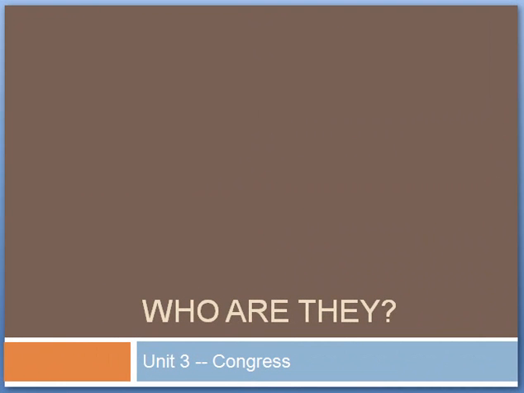Alright, welcome to the first lecture of Unit 3. Unit 3 is the study of the United States Congress and the pieces that go into making Congress happen. We're going to make this quick and simple and easy, so let's get right to the point. So we really do need to know who they are in terms of their basic functions and what they do.